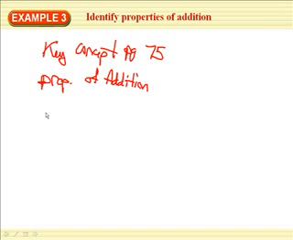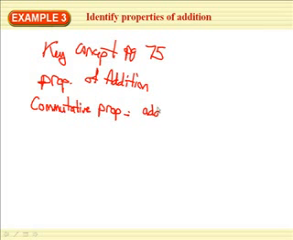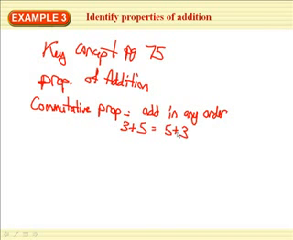The first one we have is the commutative property. Basically the commutative property says you can add in any order. That's my washing machine. You can hear that. So for example, 3 plus 5 equals 5 plus 3. That's the commutative property of addition.